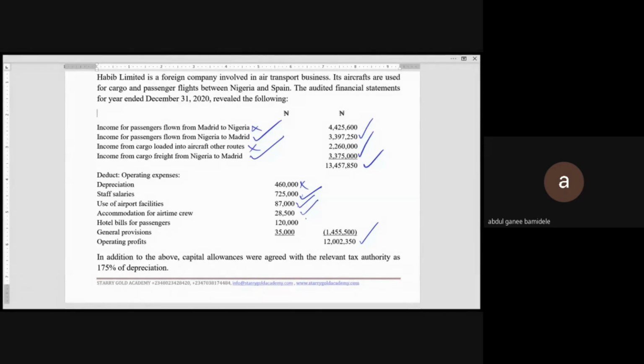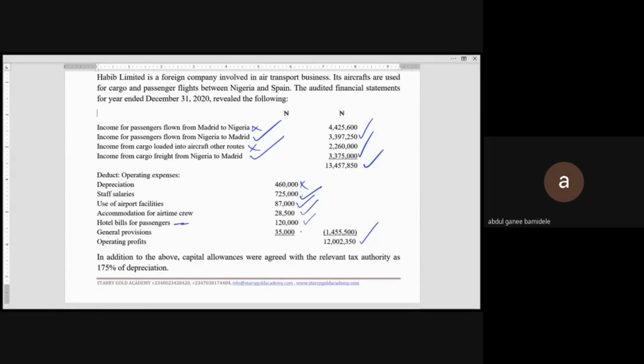Hotel bills, is it allowable or not? No, it's allowable, because the passenger would have paid for it. Okay. General provision, is it allowable or not? They didn't specify. Hotel bills for passengers. They said hotel bills for passengers are allowed.